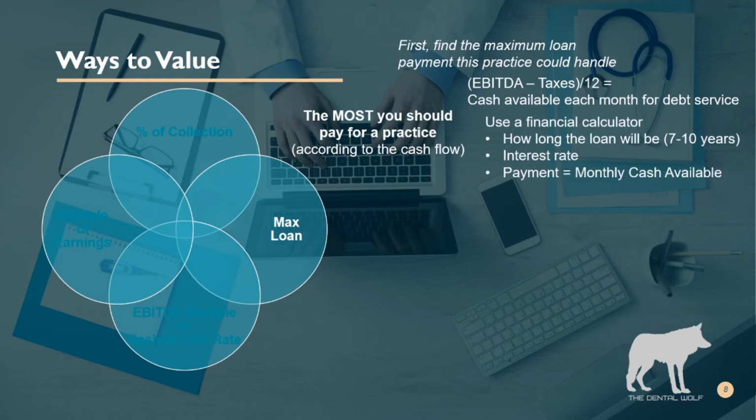Then you're going to use a financial calculator, and if you don't know how to do this, it's fine. Banks will basically do this for you, but you're going to need to know how long the loan would be. Typically they're between 7 to 10 years. You're going to need to know the interest rate, and then you're going to use the monthly cash available that you calculated by dividing EBITDA by 12.